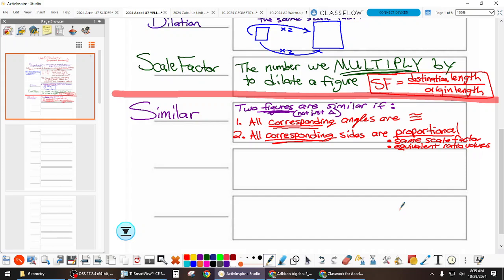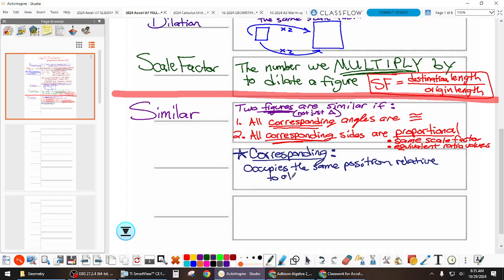Okay, so what does corresponding mean? Let's not say takes, let's say occupies the same position relative to other features in each figure. So my right hand is your right hand, not your left. Okay?